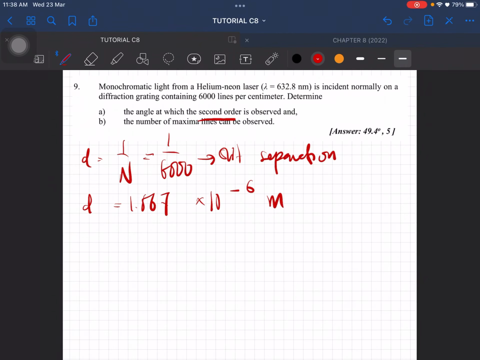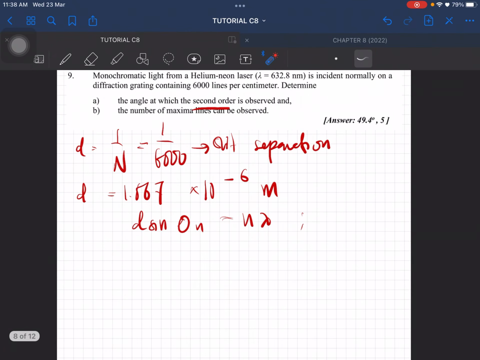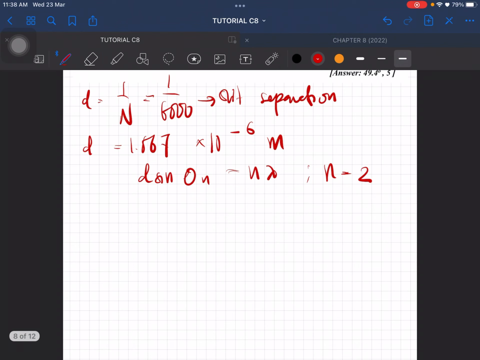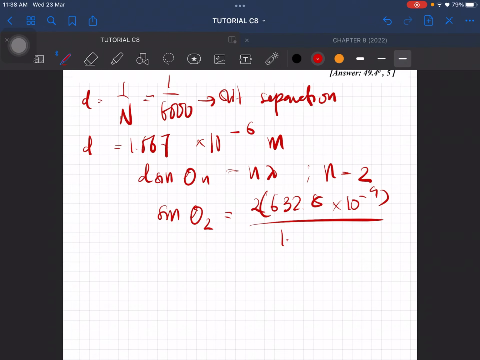Okay, and then after that you would use this equation to calculate the angle at which the second order is observed. This question mentions which order we are trying to calculate, so let us write that as 2. Substitute n equal to 2, and sine theta 2 is going to be 632.8 nano over the slit separation, which is 1.667 micro.